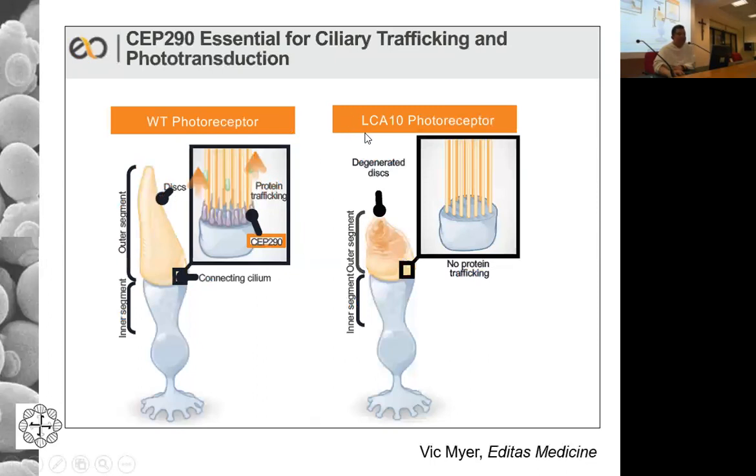Patients with this disease lack this gene, the gene for a protein called CEP290. And because they do not have CEP290, the photoreceptor dies. And slowly over time, they become blind.